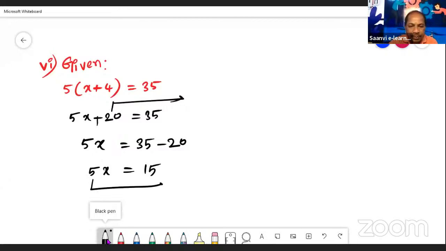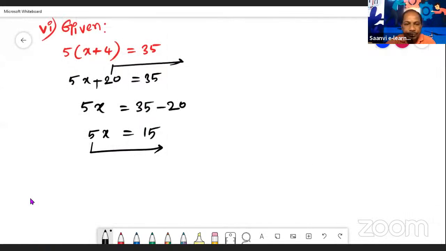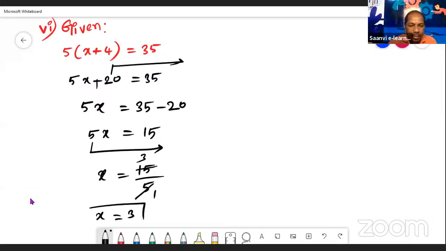Again, 5 also we send this side. 5 also is extra, no? So when this 5 goes to this side, what will happen? Here many students are confused. 5x means we have to see the relation between 5 and x. Both are together, so 5x means 5 into x. 5 is multiplying here, so when we send it to this side, it will divide. So 15 by 5. 5 ones are 5, 5 threes are 15. So x is equal to 3. The solution of the given equation is x is equal to 3.